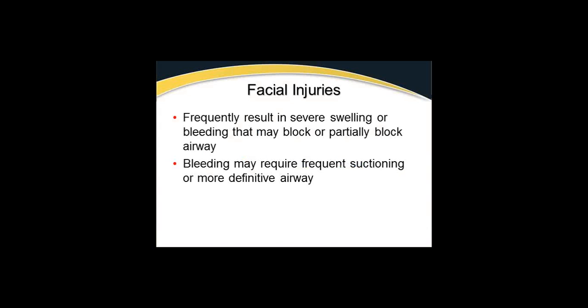Facial injuries. When we're talking about facial injuries, this usually results in a lot of swelling and a lot of bleeding that can quickly give us airway issues. Bleeding may require frequent suctioning or a more definitive airway. When we get to the portion of this week's lecture that involves the King airway, the King airway is a nice improvement over a basic oral or nasal airway because it does help isolate the airway a little bit. If we have, say, bleeding from the mouth, it would help keep the bleeding strictly in the mouth and not rolling down the airway.